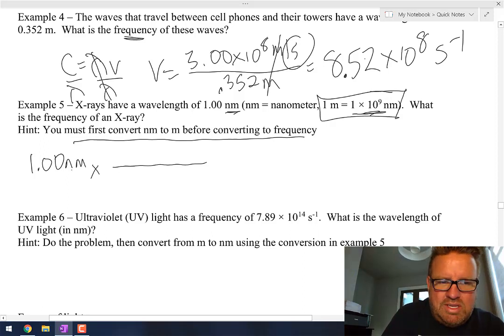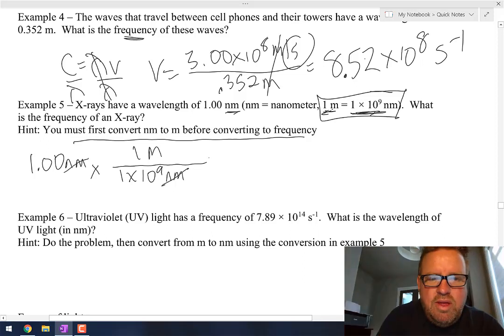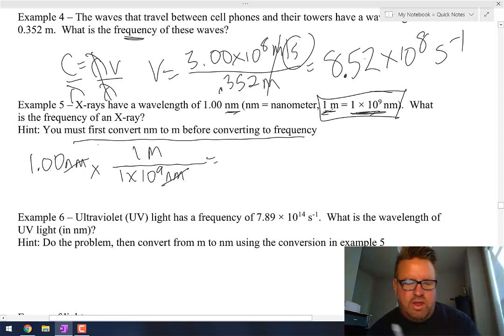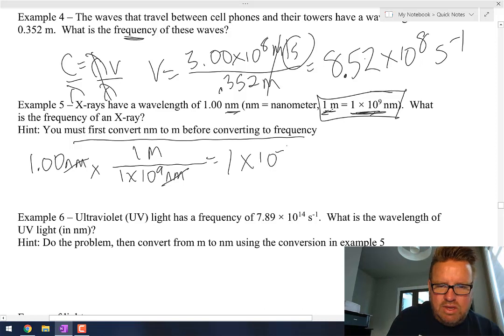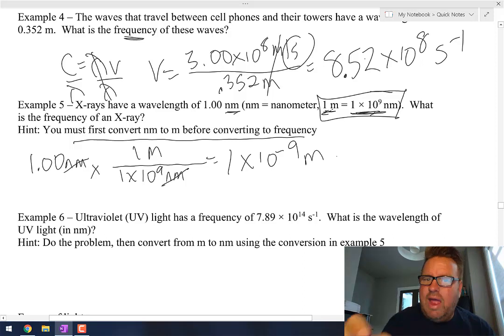So that means I'm going to take nanometers, which are on the top, and I'm going to put them on the bottom. So I'm going to put 1 times 10 to the 9th nanometers on the bottom, and whatever it's equal to, 1 meter goes on the top. And the reason we put nanometers on the bottom is because of this right here. Notice that if nanometers are on the top and on the bottom, they cancel. Okay, so now I go to my calculator. 1 divided by 1 times 10 to the 9th equals 1 times 10 to the negative 9th meters. Okay, now that is my wavelength.